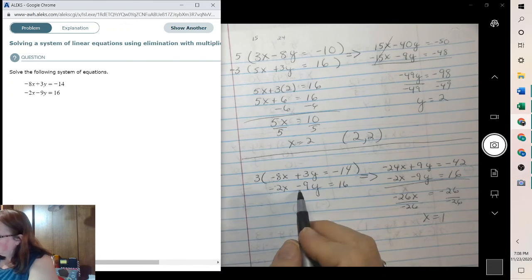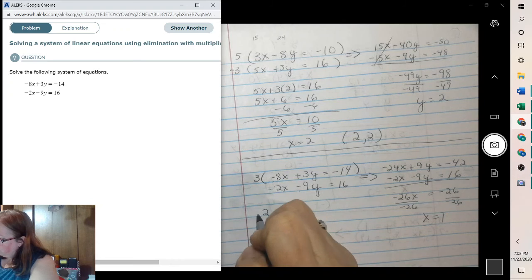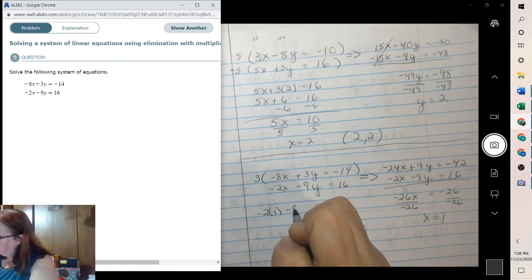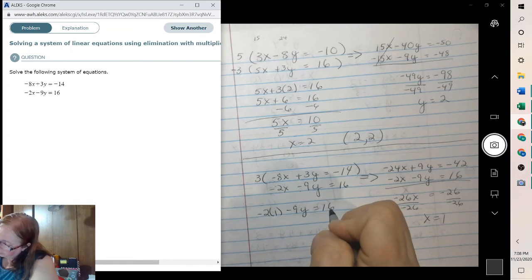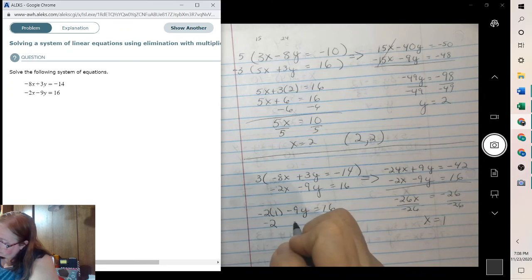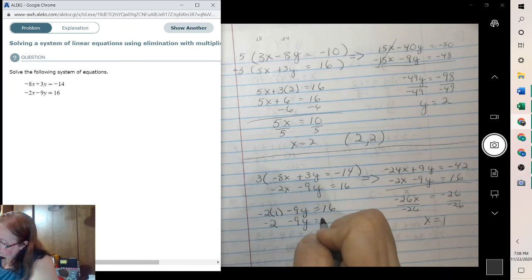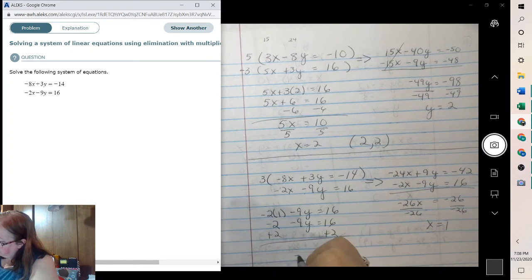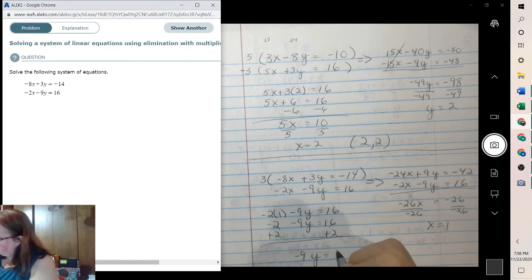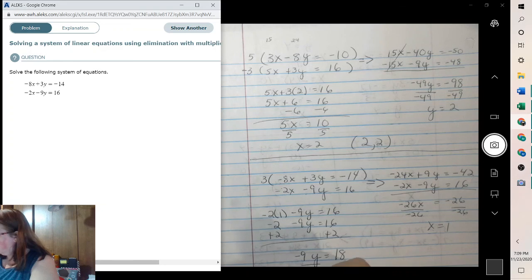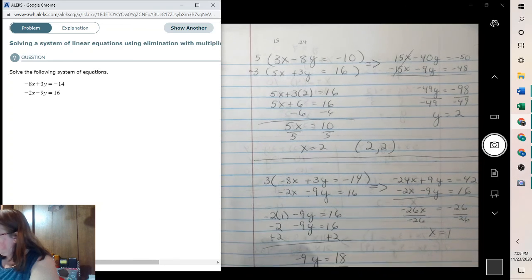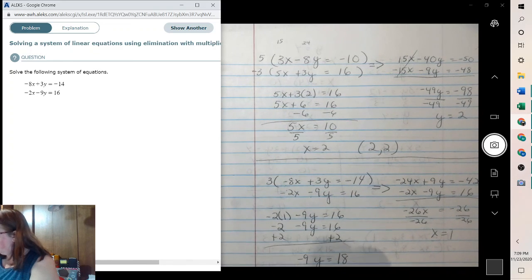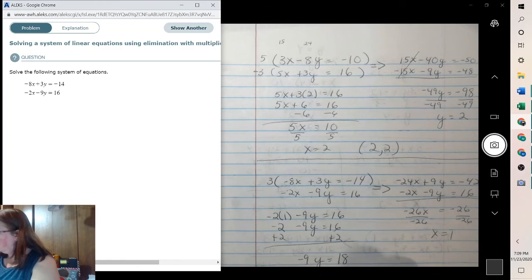Plug it into either equation. I'll just use this one. So we have negative 2 times 1 minus 9y equals 16. Add the 2 to the other side. Negative 9y equals 18, and divide by the negative 9. y equals a negative 2. So it's 1, negative 2.